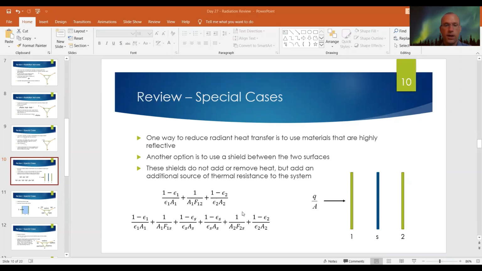So basically, this one term in the middle, 1 over A1F12, was replaced by these 4 terms. And generally, these 4 terms are going to have a lot larger thermal resistance than that one term, so it's much harder to get from surface 1 to surface 2, meaning much less energy being transferred.